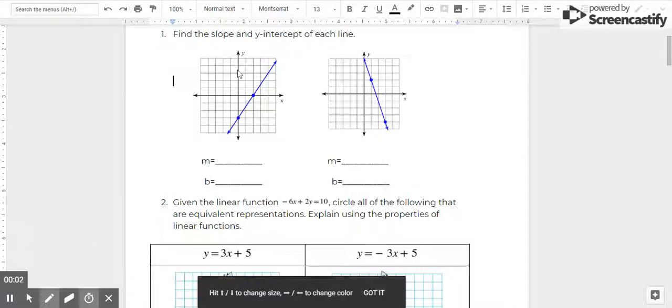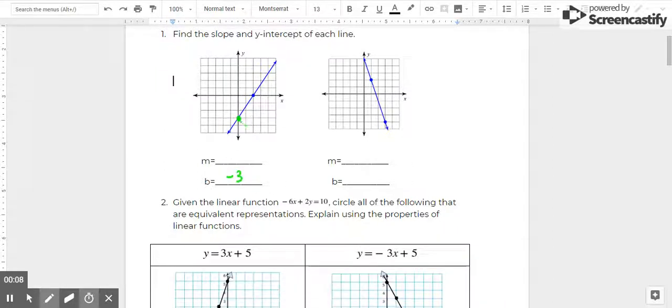Number one, you need to find the slope and intercept. Y-intercept is right here, -3. This is a y-intercept. The line crosses the y-axis at -3. So this is going to be the y-intercept. And we need to find the slope.